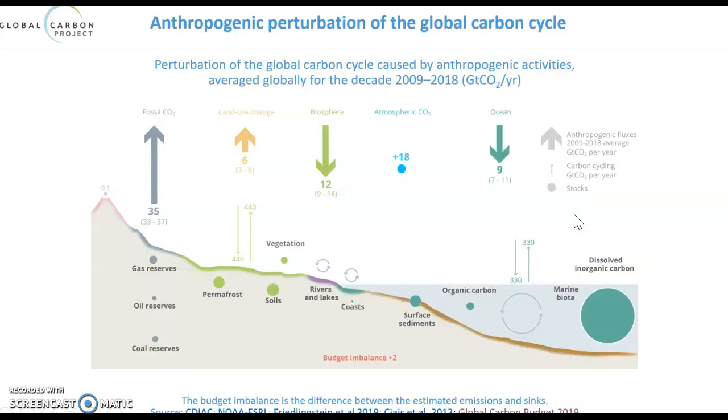So this is a diagram of the anthropogenic, meaning human generated, part of the global carbon cycle. Our combustion of fossil fuels is the big story at 35 gigatons of carbon dioxide per year. You think about gigabytes, you can think about gigatons. The land use change is another one, and deforestation, for example, is much of this story.